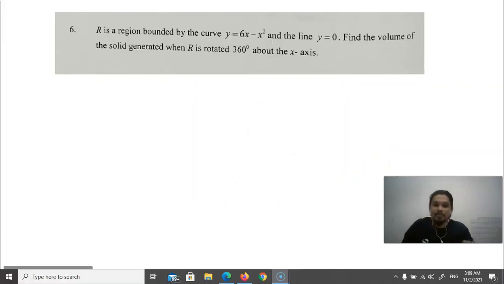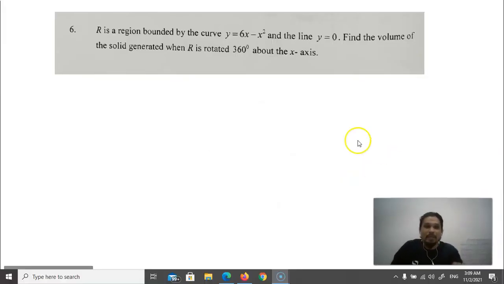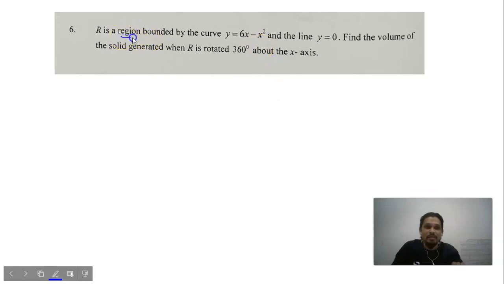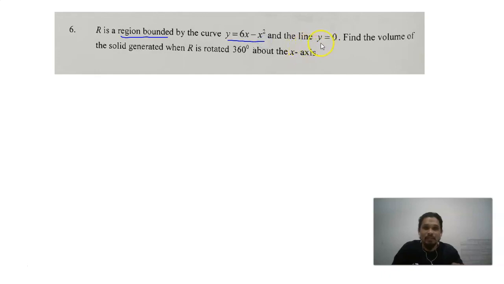Okay, my first question here. R is a region bounded by the curve of y equal to 6x minus x squared and line of y equal to 0. So the next question is find the volume of R rotated 360 degrees about the x-axis.